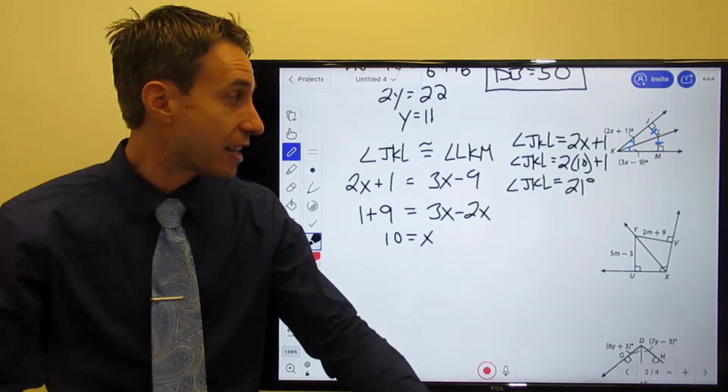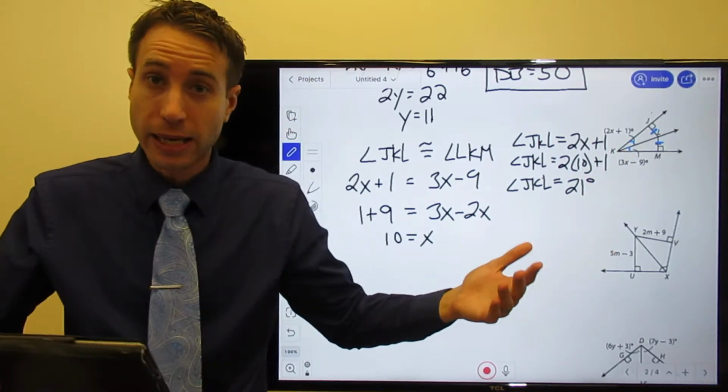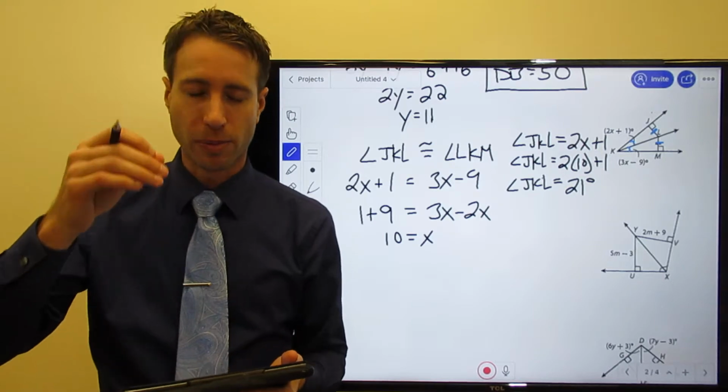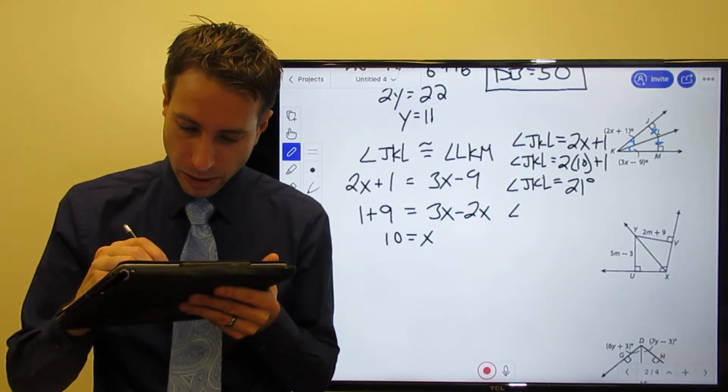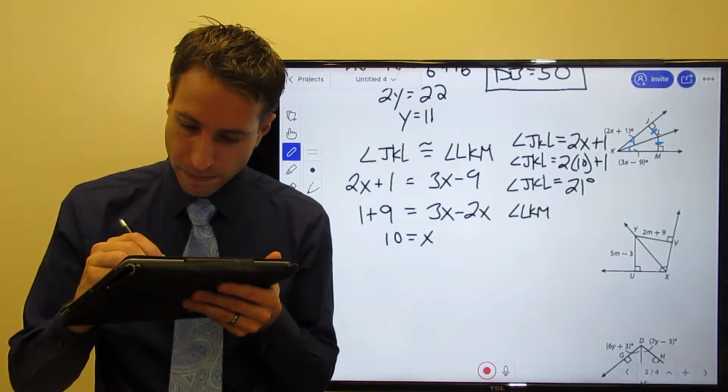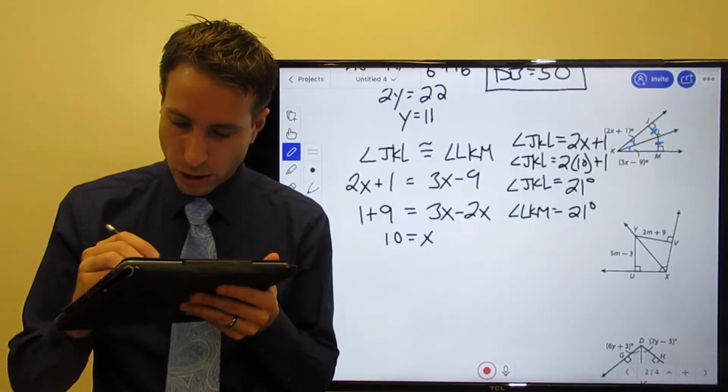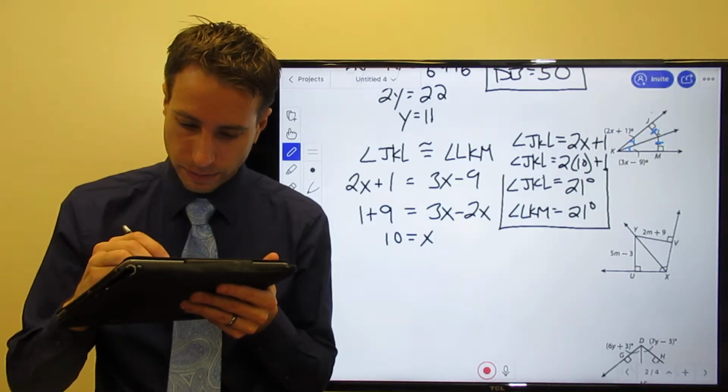21 degrees, but I know that these two angles are congruent. It's an angle bisector, so that means that angle LKM is also 21 degrees.